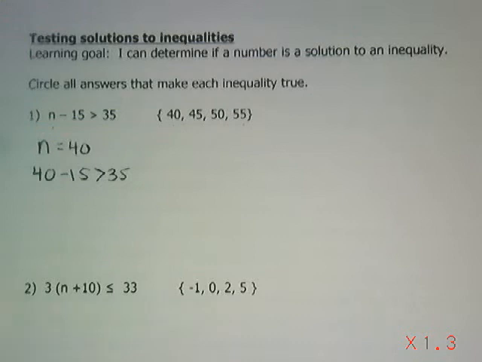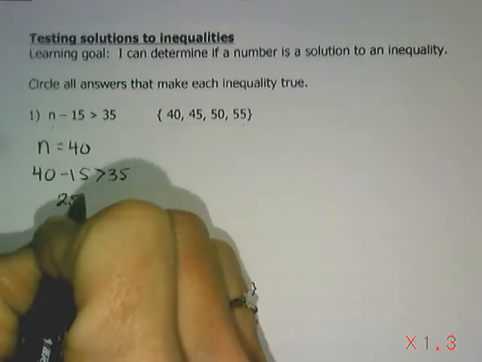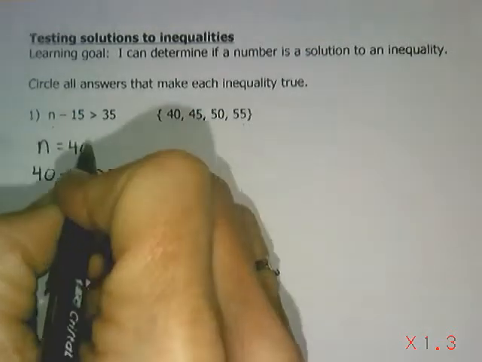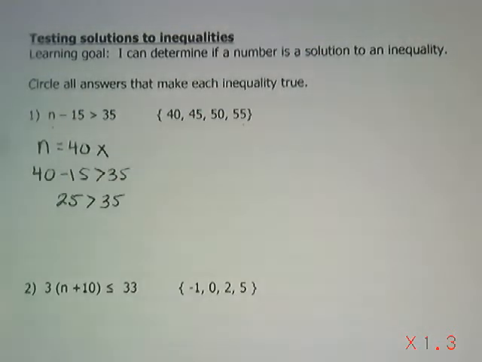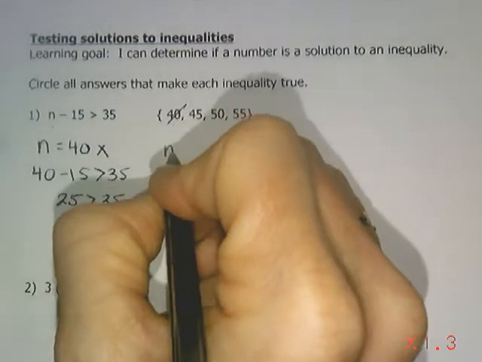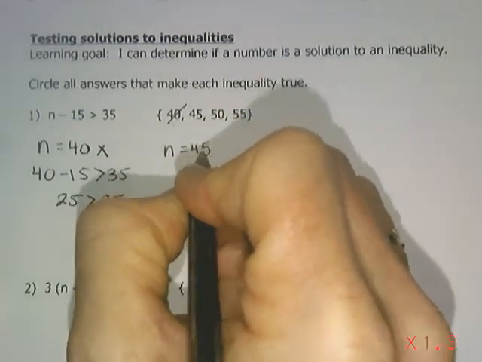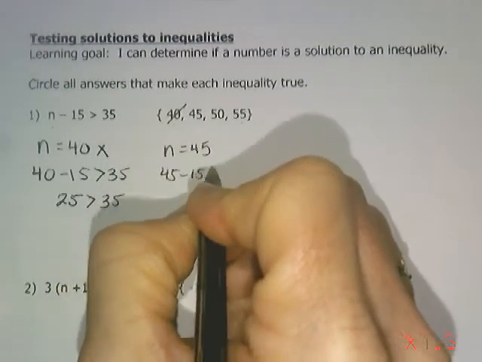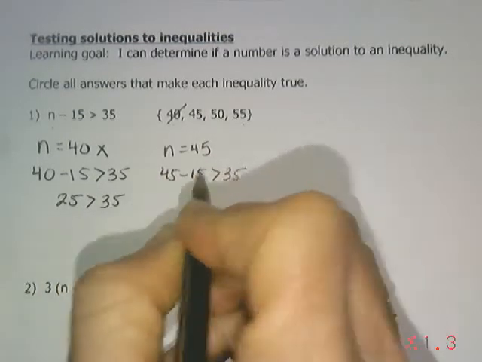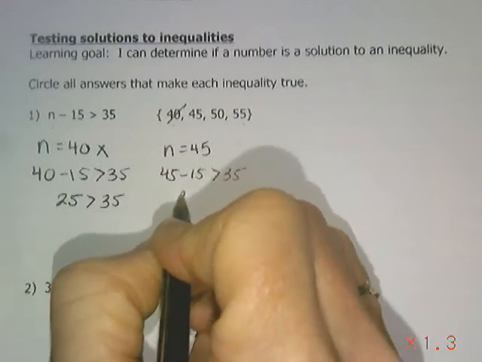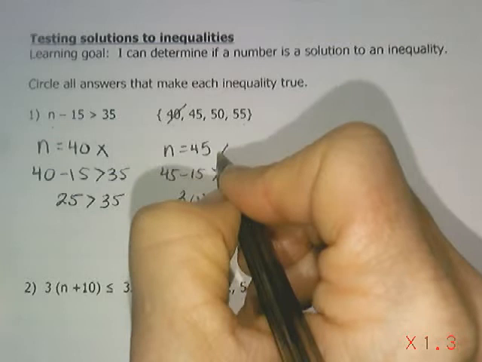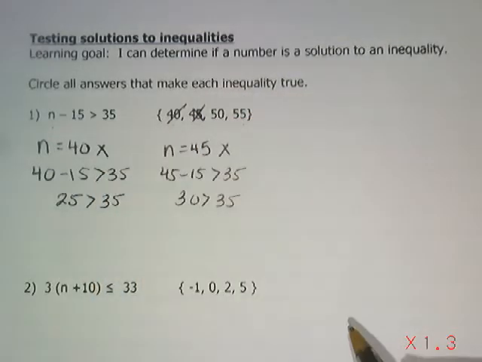Right, so 40 minus 15 is 25, and 25 is not greater than 35. So that means 40 is not a solution for that inequality. I can cross it out. Let's try n equals 45. So 45 minus 15, is it greater than 35? Nope, when I subtract those, we end up with 30. 30 is not greater than 35, so 45 is not a solution either.